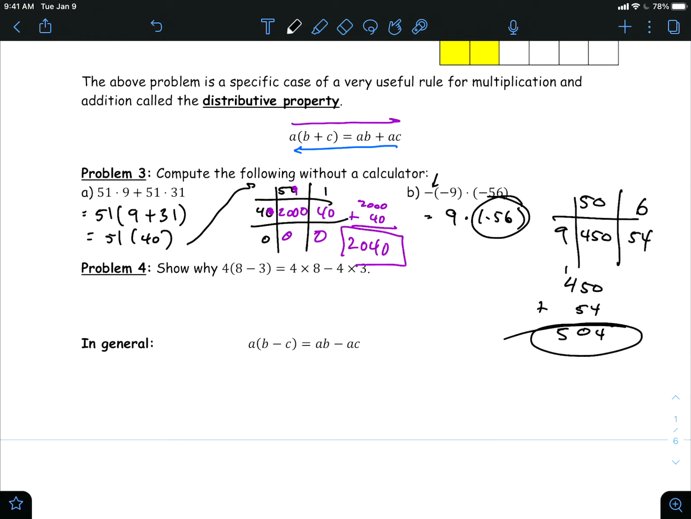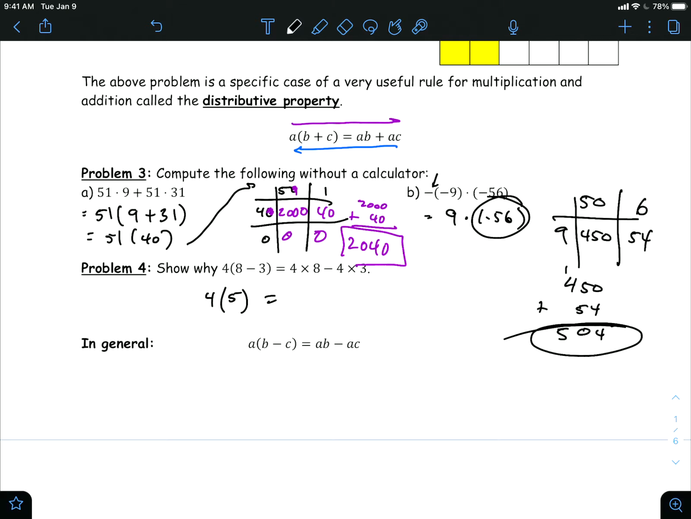All right, problem 4 here is kind of the same thing. It's just showing the distribution of the 4 inside the brackets. Okay, so basically what it wants to do is 4 times, what's 8 minus 3? 5 has to equal, what's 4 times 8? 32. Yeah, it's 4 and 4.